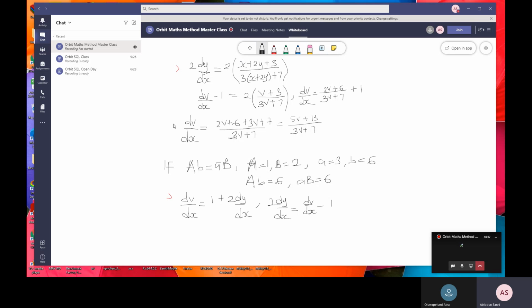So I'll send the v part to the other side and dx to the other side, so that I can have (3v + 7) all over (5v + 13) dv is now equal to dx. Then I can integrate both sides.